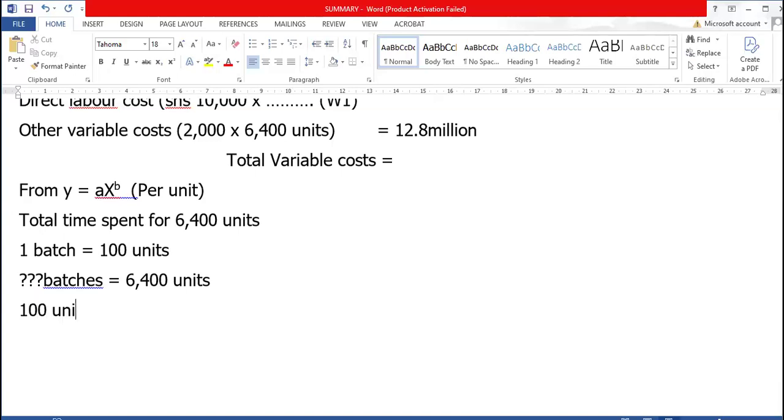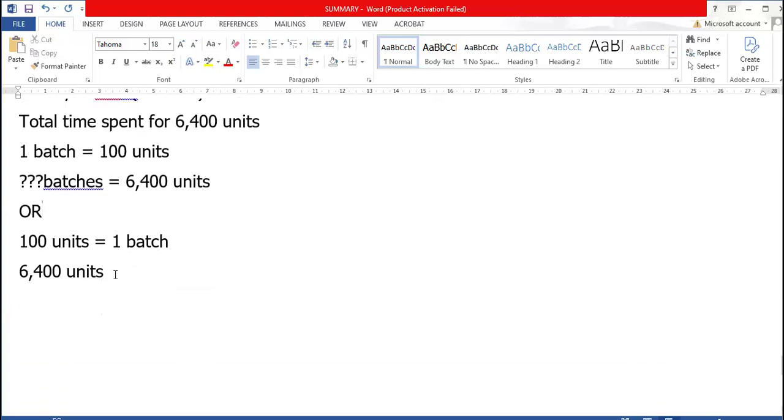Or another person can say 100 units is equal to one batch. What about 6,400 units? This arrangement is the same. You just choose what is easy for you. But 100 units is equal to one batch, because I said one batch is in batches of 100 units. So one batch is equal to 100 units, or 100 units is equal to one batch.